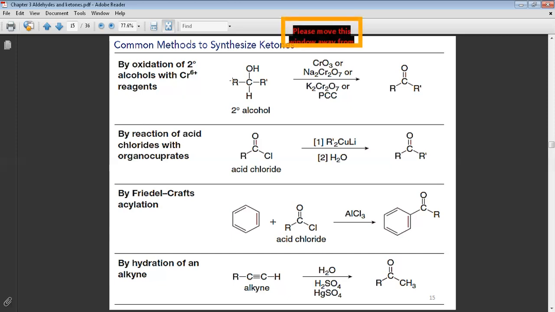Okay. طبعا by using the chromium reagents, all the reagents with the chromium metals, we have many different reagents here. We have CrO3, we have Na2Cr2O7, we have K2Cr2O7. All this also we have the PCC. All this is oxidation agent, can convert secondary alcohol to the ketone. طبعا طلبة this without mechanism. Just I want from you to memorize this.